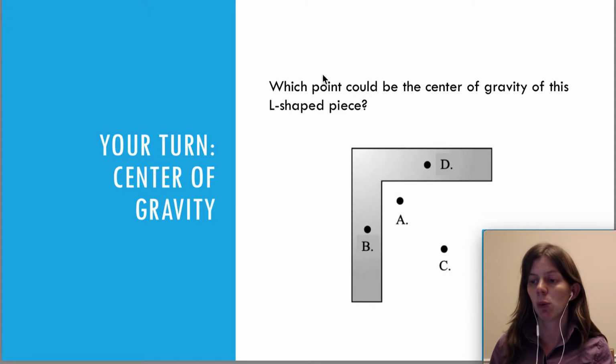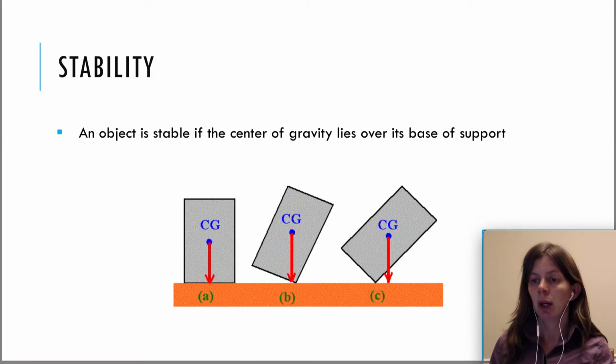Then the last thing I wanted to talk about in this video is stability. So this has to do with the center of gravity, because an object is stable if the center of gravity lies over its base of support. So the base of support of an object is whatever area that is underneath the object when the object is just sitting there at rest. So it would be this right here. This would be the base of support here.